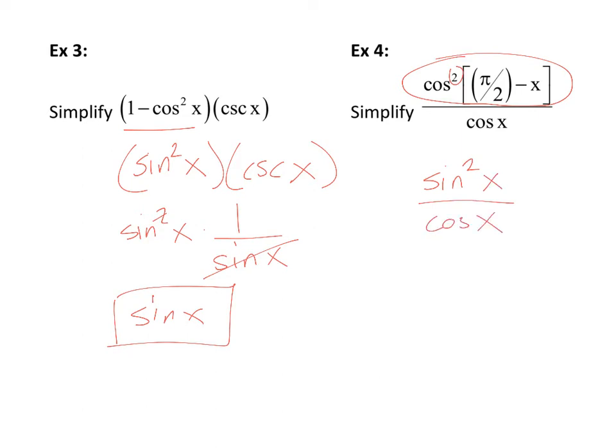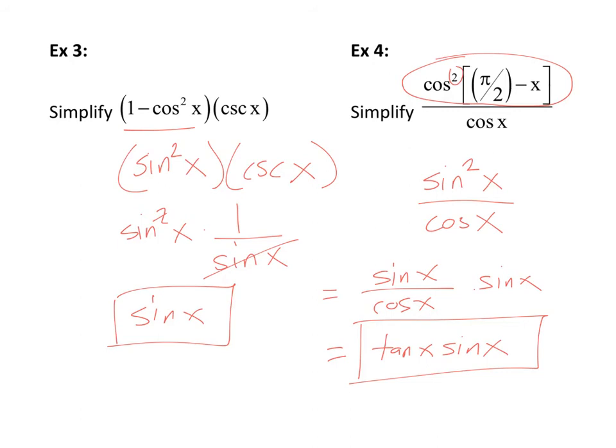Alrighty. And now one thing you could do to simplify this is break this up into 2 pieces. Break the sine up into sine of x over cosine of x times sine of x. Sine of x times sine of x is sine squared. And sine of x over cosine of x simplifies into tangent using the quotient identity. And at this point, there's nothing else we could do. We've simplified it as much as we can. All right, let's do another example.